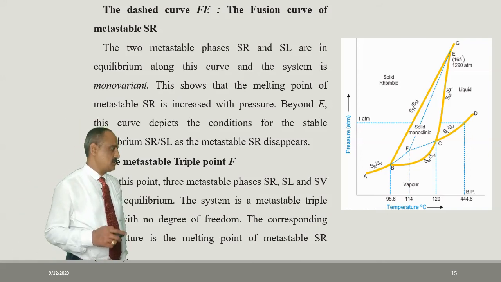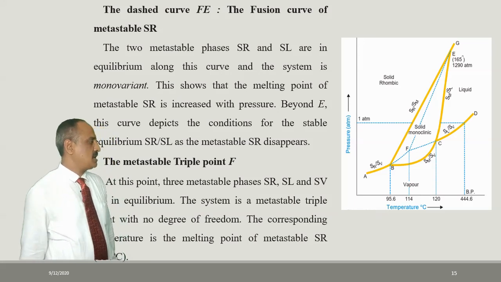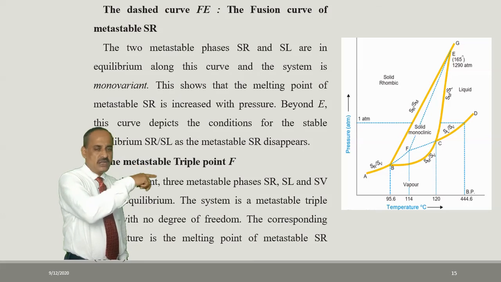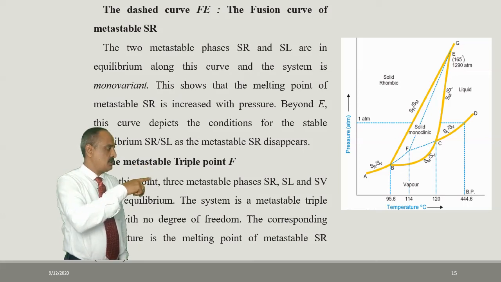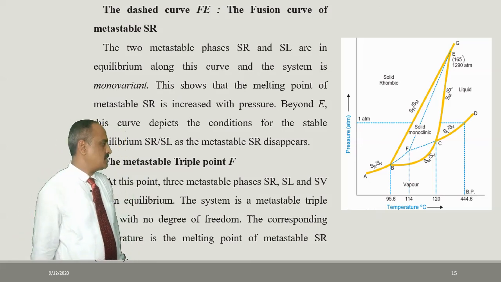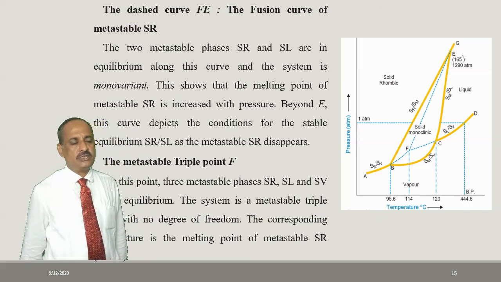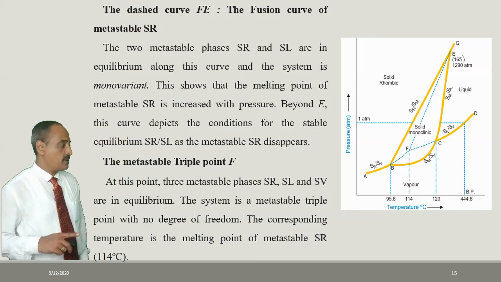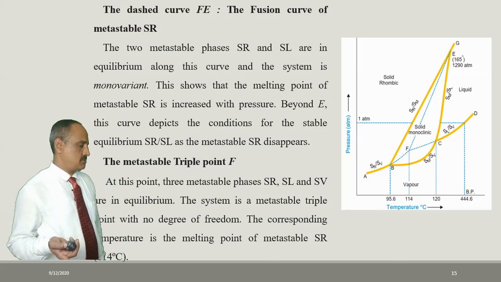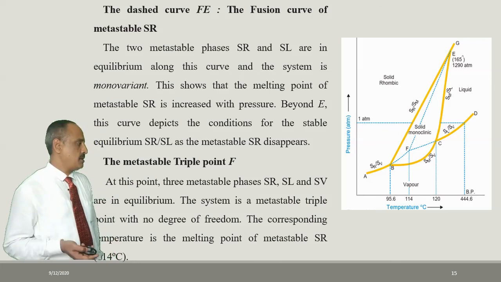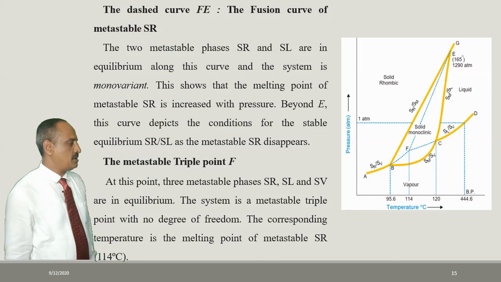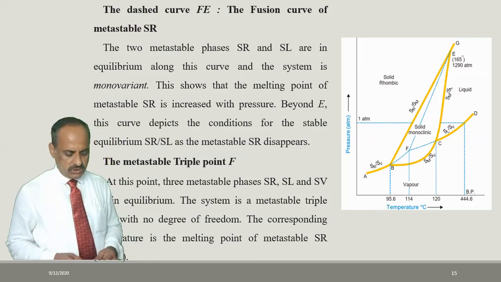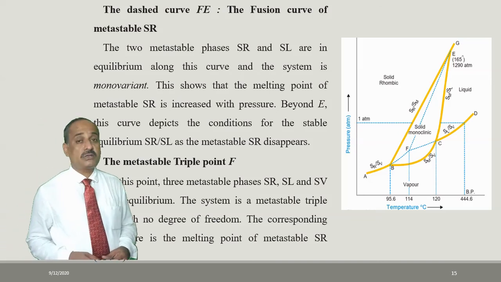And the last part is the metastable triple point F. If you see here, this point is at the center where the dashed curves meet, and at this point three metastable phases SR, SL and SV are in equilibrium, and the system is a metastable triple point with no degree of freedom. Again F is equal to 0, that is, there is no need to specify any degree of freedom. The corresponding temperature is the melting point of the metastable SR, that is 114 degrees centigrade. I think you may have understood this very interesting one component system, the sulfur system. Thank you.